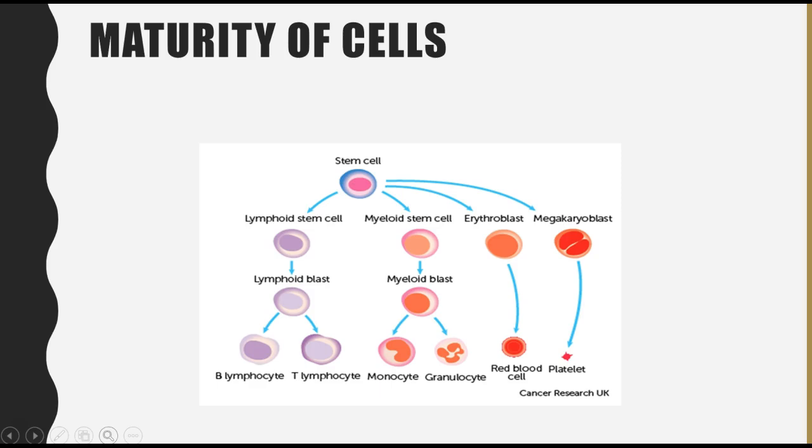Now, as a review, this is just showing maturity of cells and how that works. They all start off as a stem cell, and then they start branching into specific types of blood cells. You have the lymphoid stem cells, the myeloid stem cells, erythroblasts, and the megakaryoblast. So they all develop into specific things, and this is just showing you that to help understand how immature cells develop into more specific mature cells. So you can see the lymphoid blasts turn into B lymphocytes and T lymphocytes. The myeloid blasts turn into monocytes and granulocytes. And that's where we are focusing our attention for leukemia.